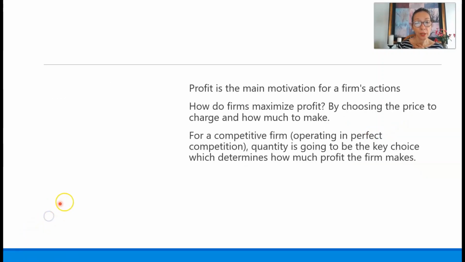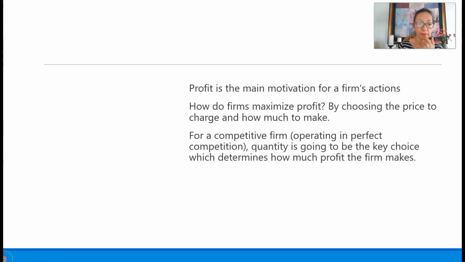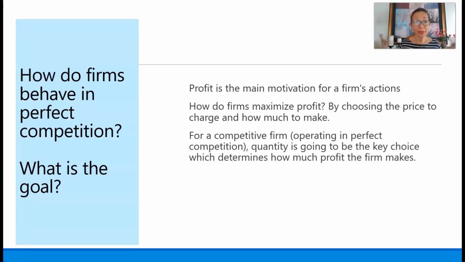Okay. So profit is the main motive for a firm's action. And the question becomes, well, how do firms maximize their profit? So one of the questions we need to think about is, how do firms, individual companies, behave under a market structure of perfect competition, and what is their goal?